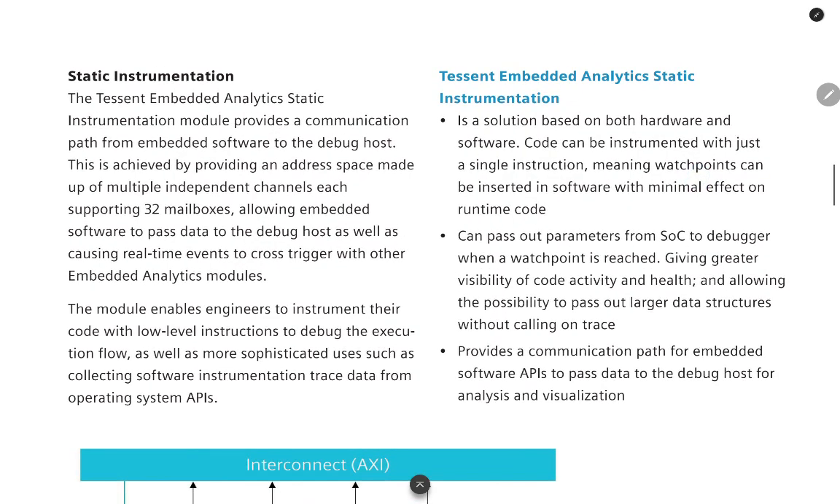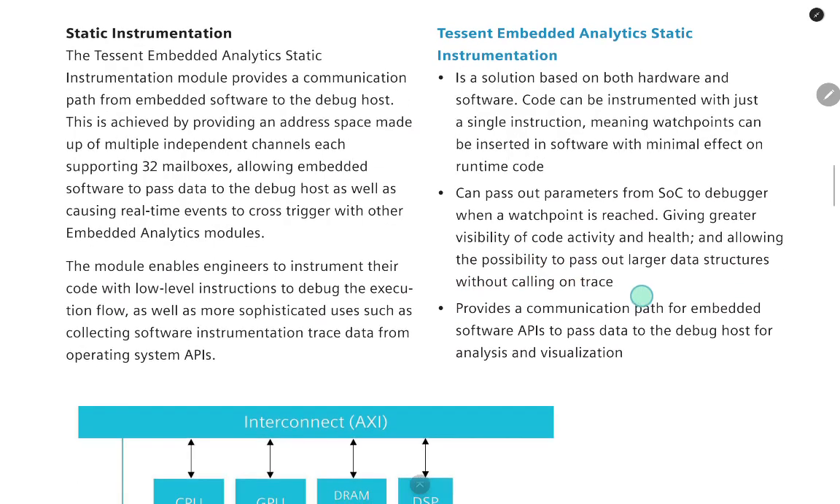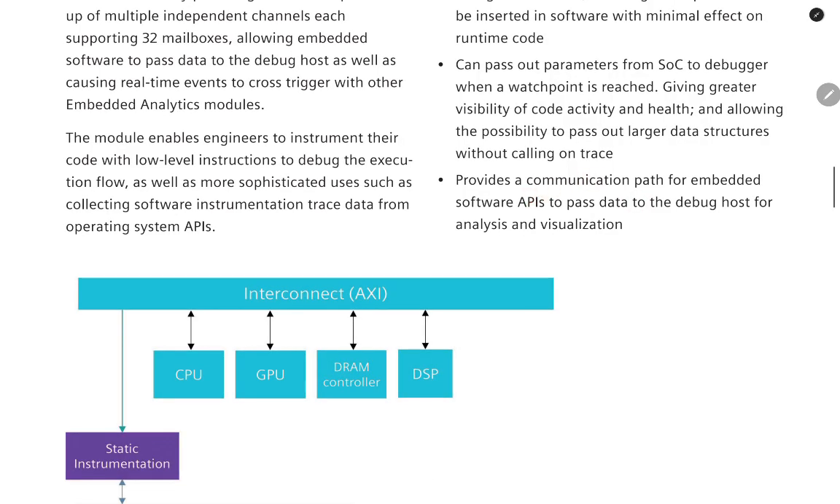So, Tessent embedded analytics static instrumentation is a solution based on both hardware and software. Code can be instrumented with just a single instruction, meaning watchpoints can be inserted in software with a minimal effect on runtime code. It can pass out parameters from a SoC to the debugger when a watchpoint is reached, giving greater visibility of code activity and health, and allowing the possibility to pass out larger data structures without relying on trace. It provides a communication path for embedded software APIs to pass data to the debug host for analysis and visualization.